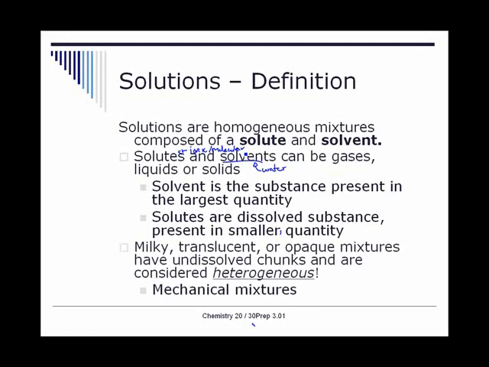If a solution or a mixture is milky, translucent, so not totally clear, or opaque, that means they have undissolved chunks in them, and so they're heterogeneous, because technically speaking, we could grab little samples that would have more solid chunks in them than other samples. So since they have variable composition, they're mixtures.